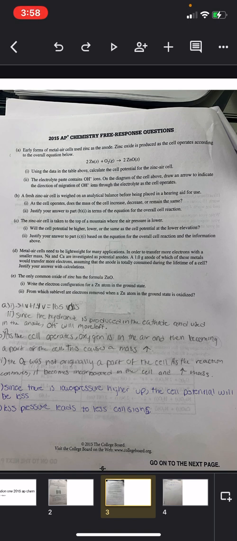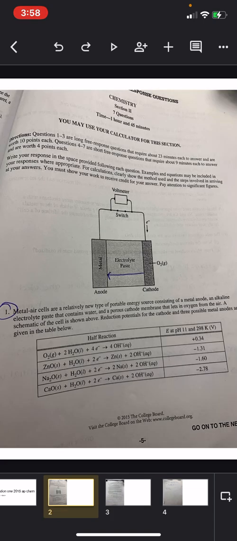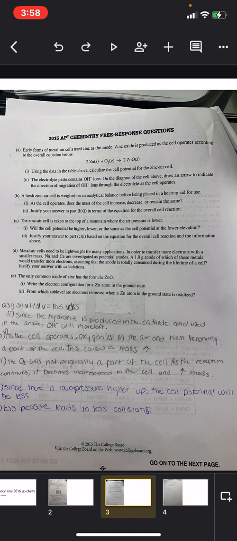Looking at part 2 of part A, it says the electrolyte paste contains OH negative. On the diagram of the cell above, draw an arrow to indicate the direction of migration of OH negative ions through the electrolyte as the cell operates. Since the hydroxide is negative, it would be produced at the cathode on the right. So as the cell operates, the OH would move to the left because it would be used up in the anode. So that's why I drew my arrow going left.